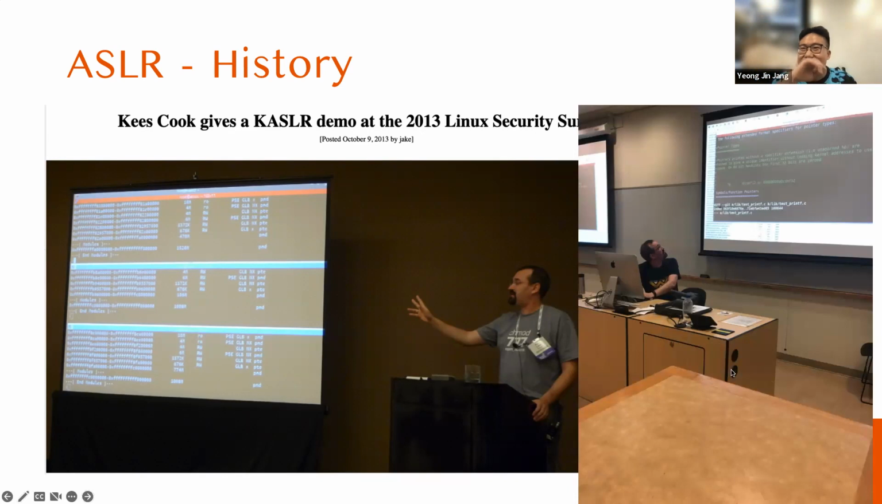This is Kees Cook. He sometimes comes down here and gives a talk. We invited him to OSUSEC in 2019, and that was quite a fun moment. He demonstrated how we can exploit a kernel vulnerability. Maybe we should invite him again. So that's the little historical and funny stories about ASLR. Any questions before we get into the details of ASLR?